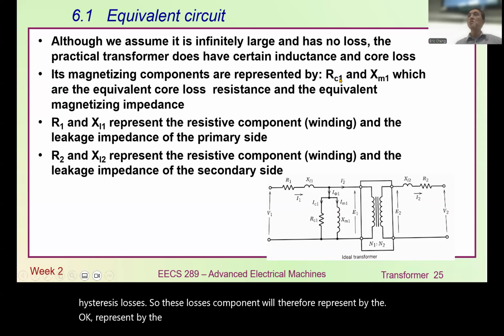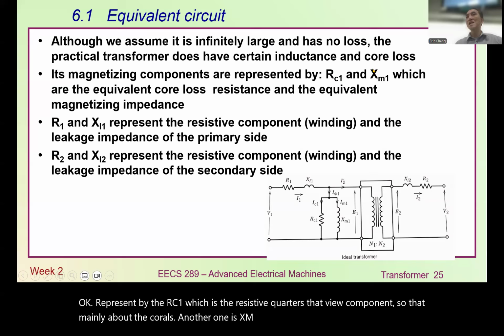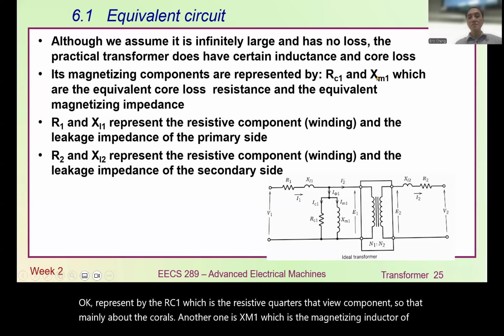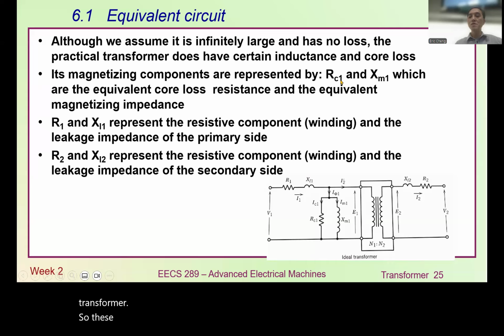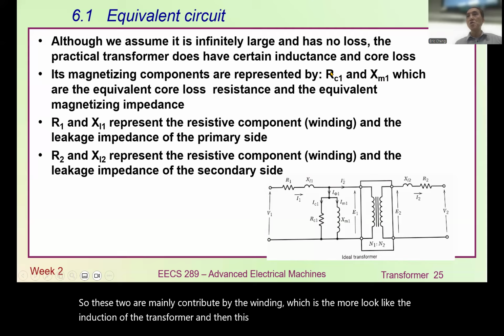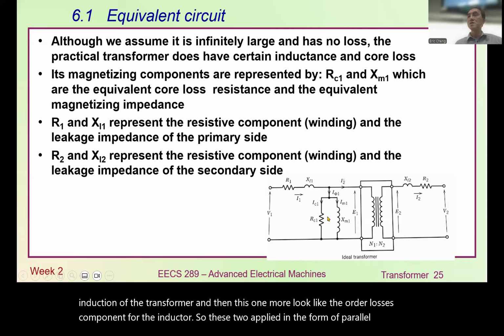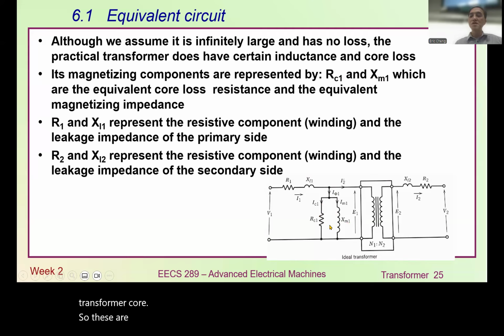RC1, which is the resistive core loss, the real component, so mainly about the core loss. Another one is XM1, which is the magnetizing inductance of the transformer. These two are mainly contributed by the winding, which looks more like the inductance of the transformer, and this one looks more like the losses component for the inductor. So these two are applied in parallel to the transformer core. These are also really famous, the so-called T model of the transformer.